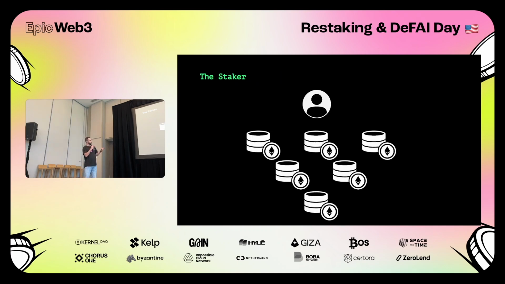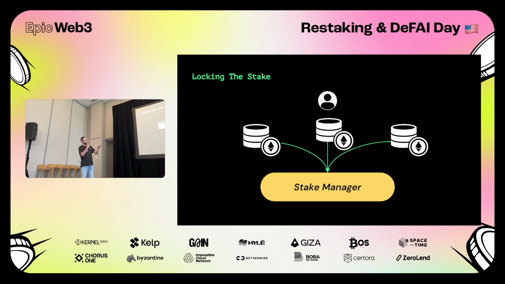So the start is the staker, as we said. The staker has some LST, he has some ETH, and he just sits there and collects dust, and that's it. So of course that's not good. So we want to lock the stETH, the eETH, all of the liquid staking tokens inside of the stake manager. The name is just a name. Maybe in some restaking protocol the name might be different, but the purpose is the same.